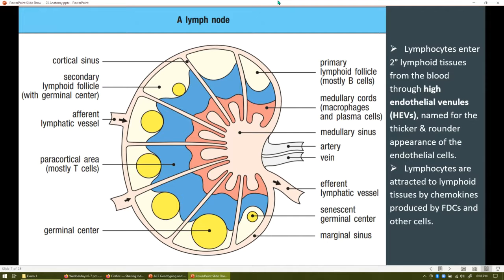And then we have the paracortical area in blue, and that is where T cells are found, and that's also where follicular dendritic cells are going to be found. And T cells that encounter antigen are going to give rise to effector T cells that are going to live. They're going to leave via the vein that drains the lymph node. And then T follicular helper cells are going to localize to the boundary between the germinal center or the follicle and the paracortical area.